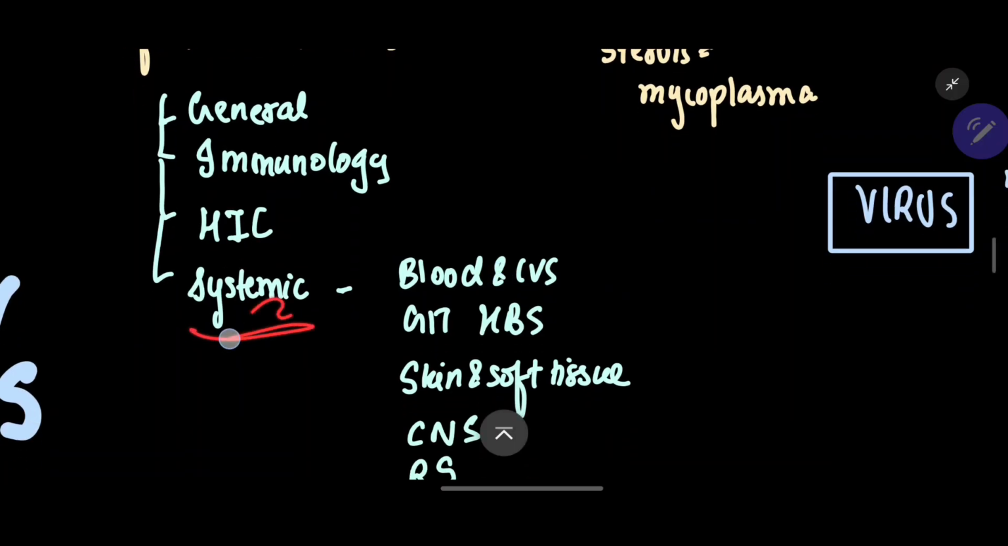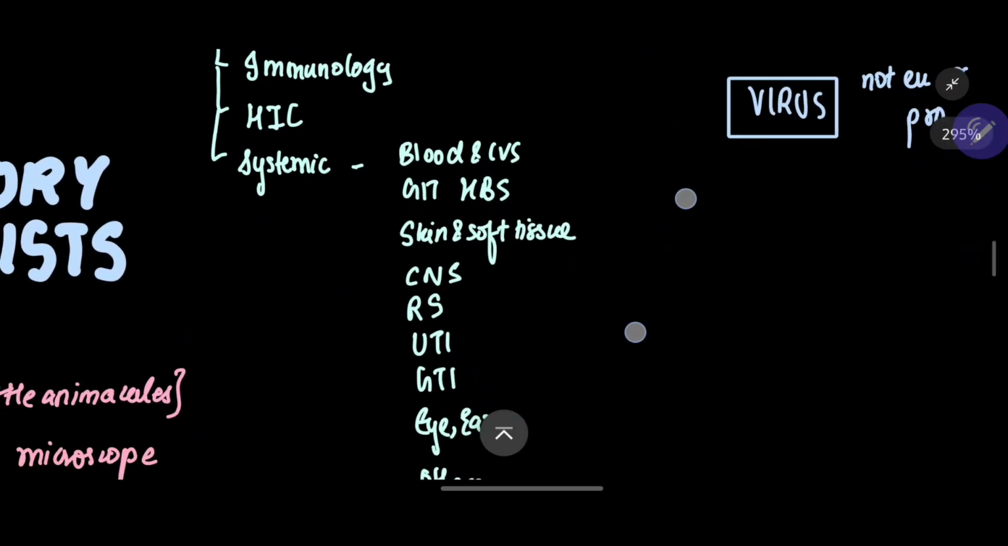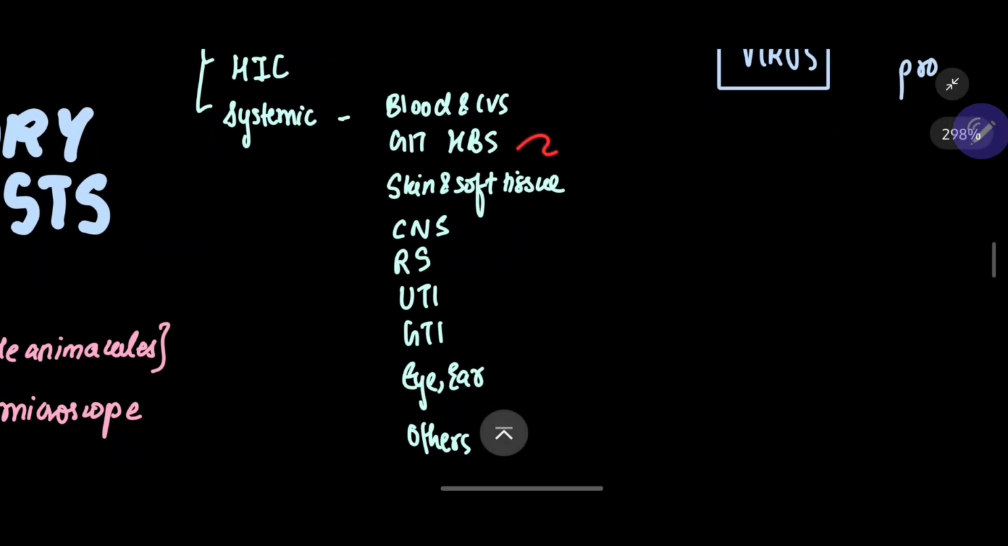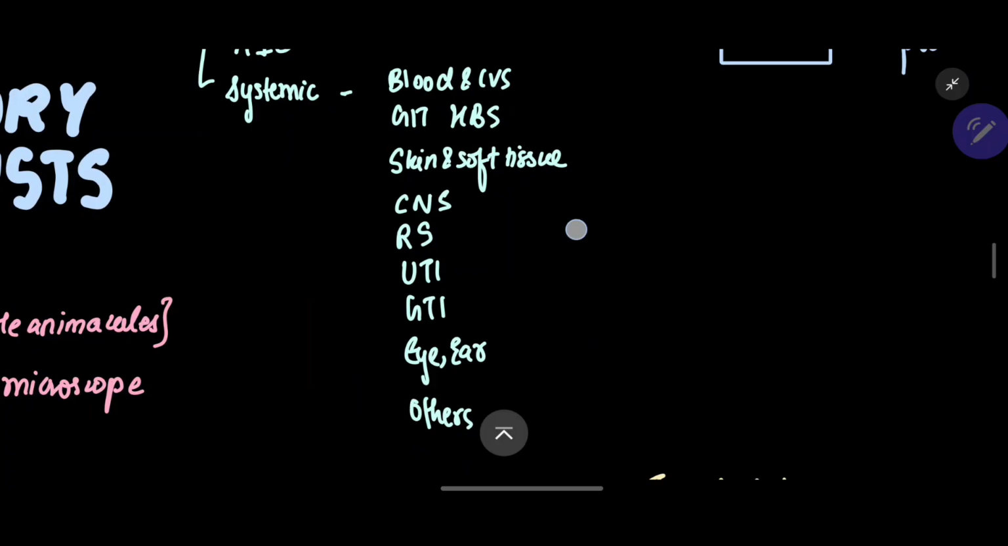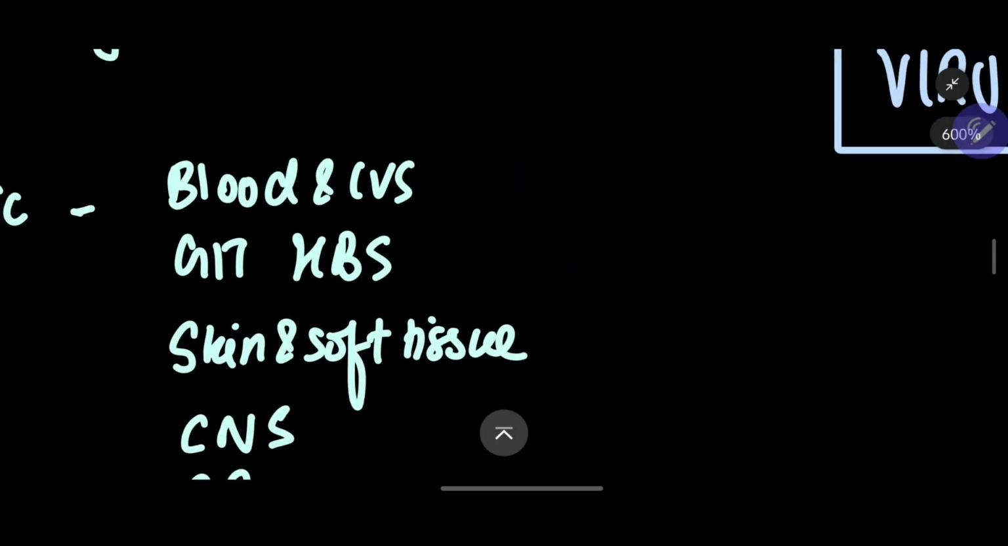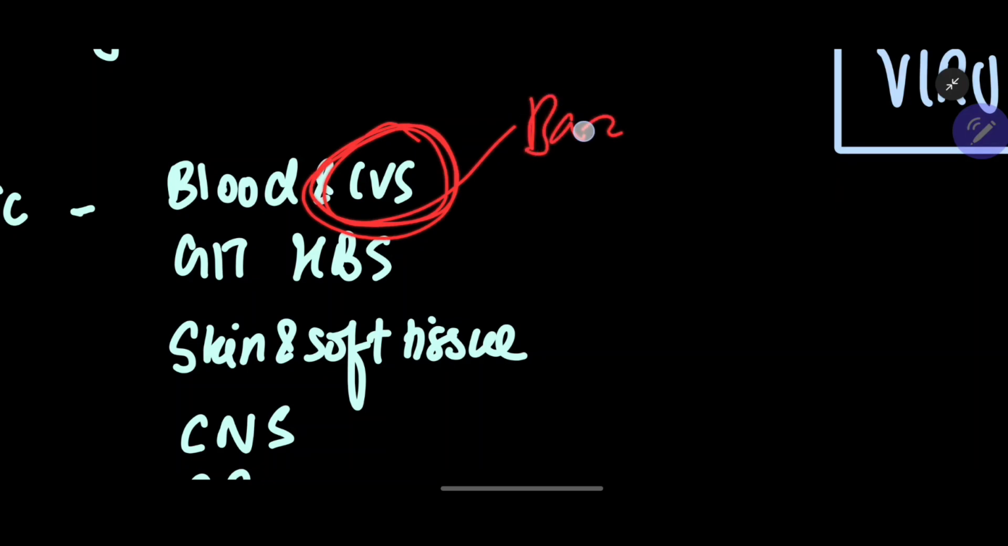And then systemic. This has recently been introduced. Previously, micro was taught in an organism way, like all the bacteria together, all the viruses together. But now it has been shifted to this pattern. So instead of all bacteria together, they have split it into, let's say, CVS. So what are some bacteria that cause CVS infections? What are parasites that cause CVS infections? Fungi that cause CVS infections, and so on.